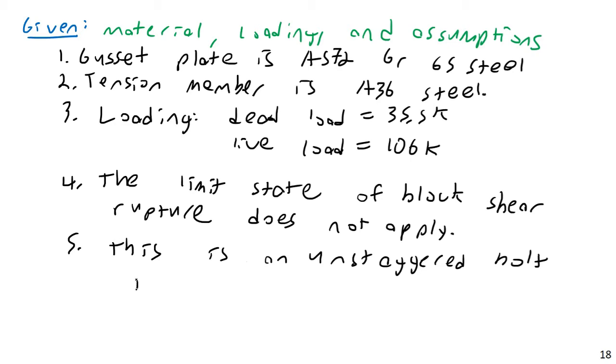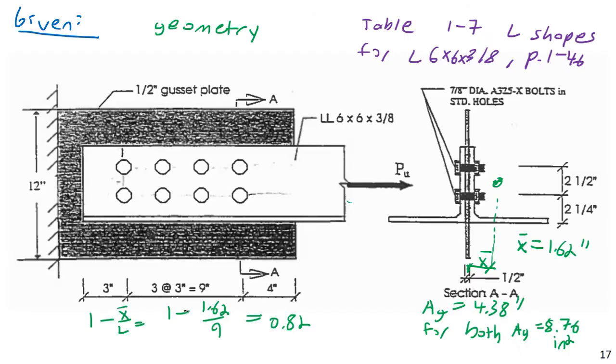Unstaggered bolt pattern. So again, I don't know if we discussed this previously, but staggered versus unstaggered. Staggered means that the different rows do not align along the column line. For example, imagine if I took these 4 bolts and moved them over a bit. Like this bolt here is here, this bolt here is here. That would be a kind of staggered connection.